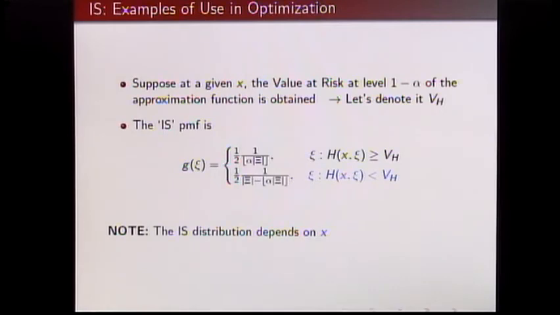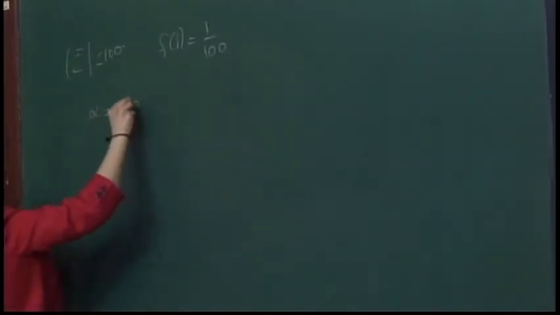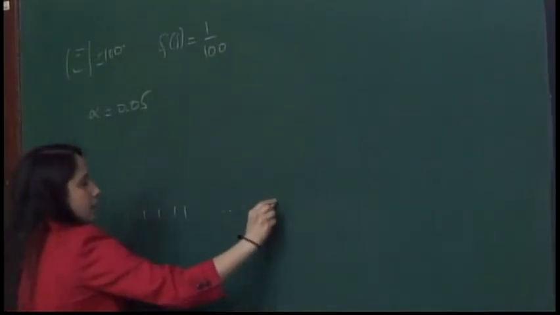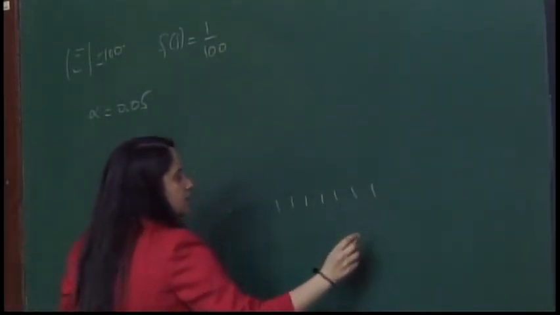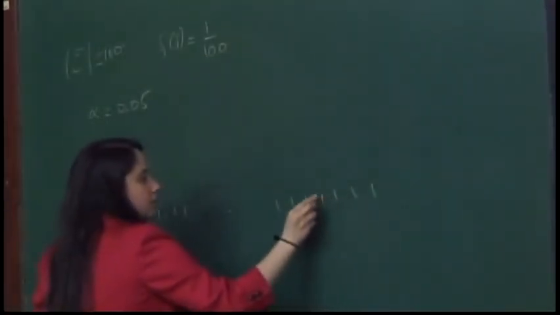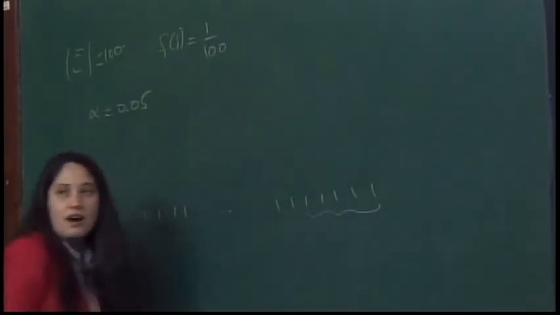So what did I say? I have 100 realizations, let's say, so the probability mass is going to be 1 over 100. And suppose alpha is 0.05, so I'm looking at the 5% tail probabilities. And I have, let's say, these 100 values, something like this. So this is the last 5.